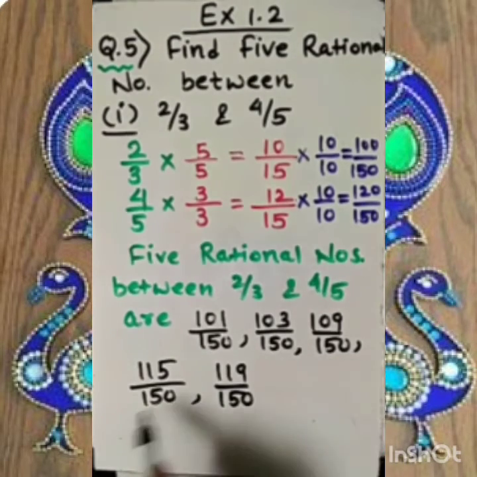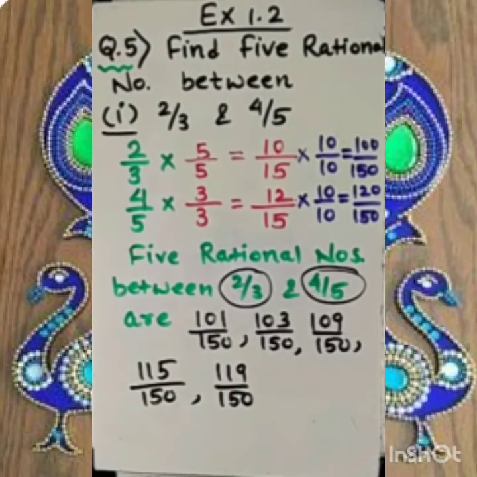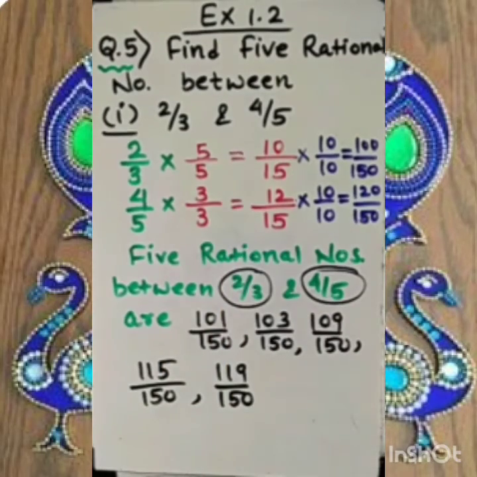These numbers which I have mentioned here must lie between these two numbers. And please remember, dear student, your answer may vary from your partner's, friend's, or classmate's answer. The answer can vary from person to person because, as I told you, there are infinite rational numbers which we can write between these two given numbers. Clear to you?